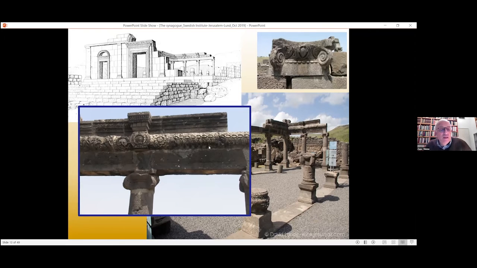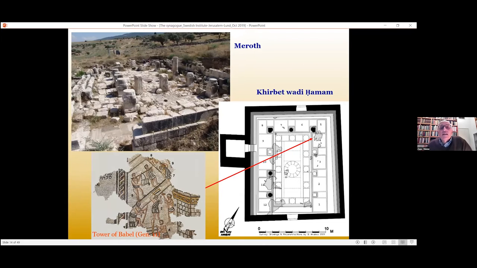And here we see the frieze with all sorts of decoration: the architrave, the frieze, and the cornice, and they're all decorated with very meticulous work. So this is one example. Some of those synagogues, what I call the Galilean group, are constructed the same way, monumentally built with three rows of columns, pedestals, capitals, etc.